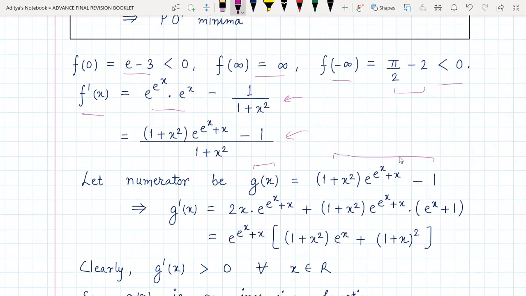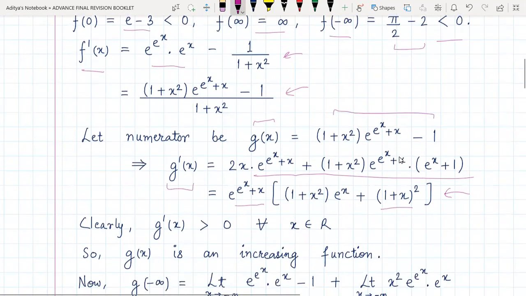So now what we do is we are going to differentiate it. g prime x we are finding, and just using product rule and chain rule, we have been able to find this derivative, and then taking e power x plus x as common, we are left with these quantities inside. So basically 1 plus x square plus 2x I have written as 1 plus x whole square, right?